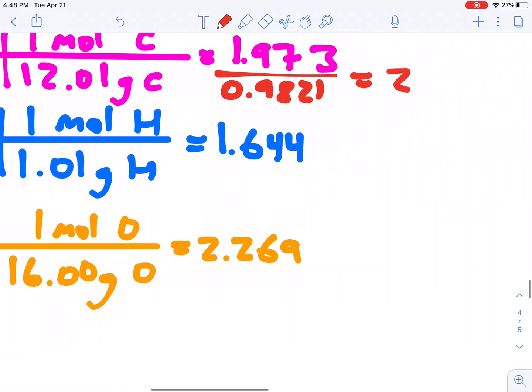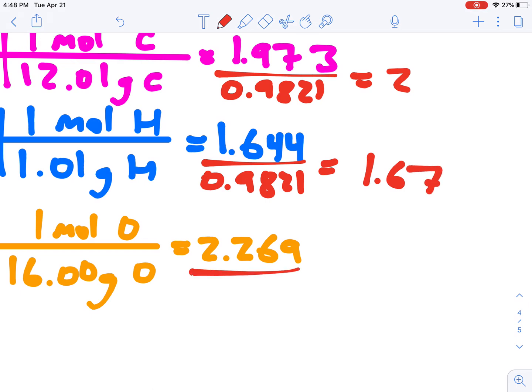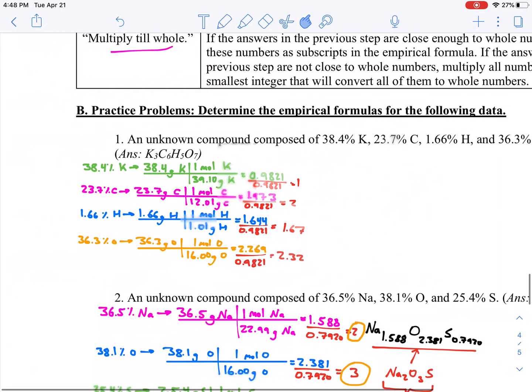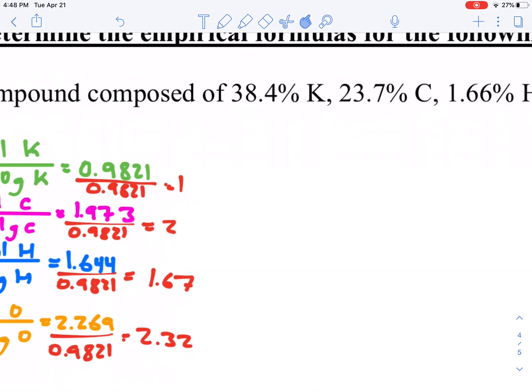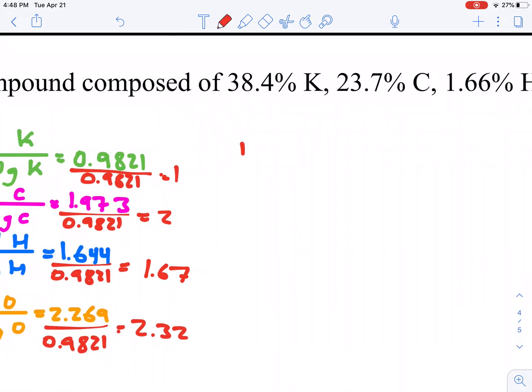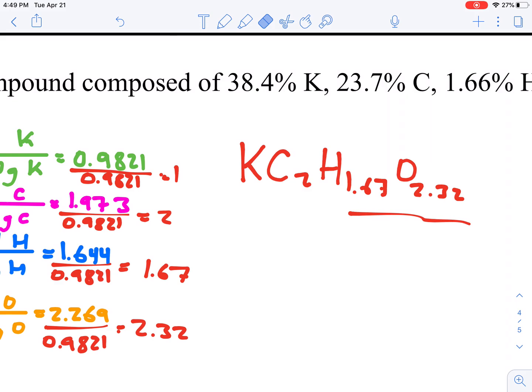So far, so good. This one over 0.9821 equals 1.67. That's annoying. And this one over 0.9821 equals 2.32. And so now we have a problem. Why do we have a problem? Because even if we put these things together, right, even if we said K, C2, H 1.67, O 2.32, that's still some crazy decimals, right? We don't want that. We don't like things that look like that. We need whole numbers.